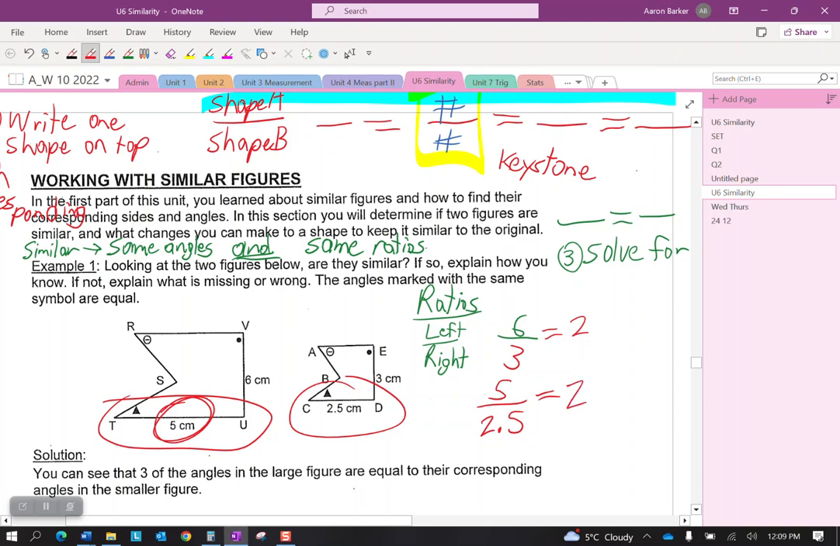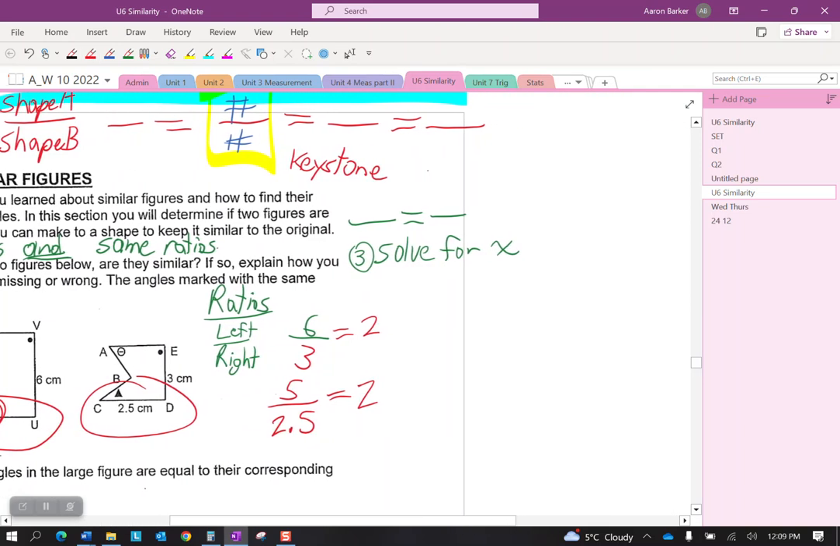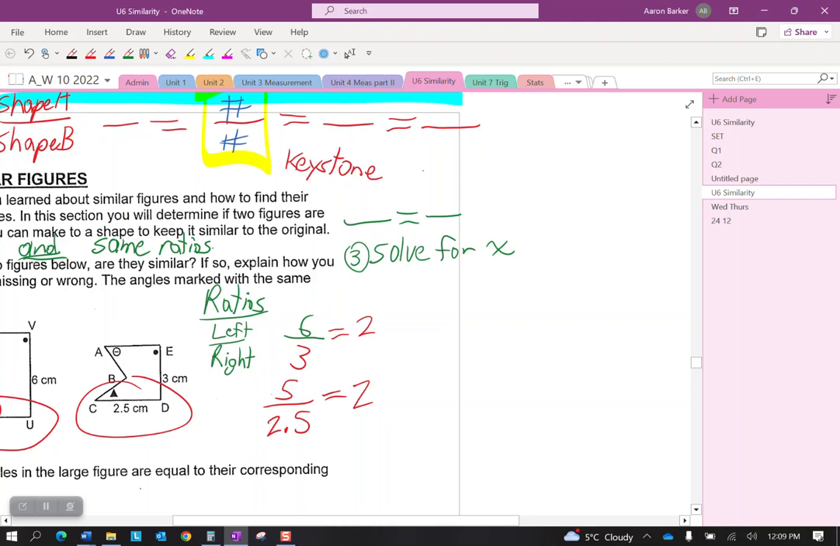Okay. Now, what if you weren't Sam? What if you're Zayden? Zayden wants to do things differently because he doesn't like Sam very much. Don't blame him. I know, just making stuff up.